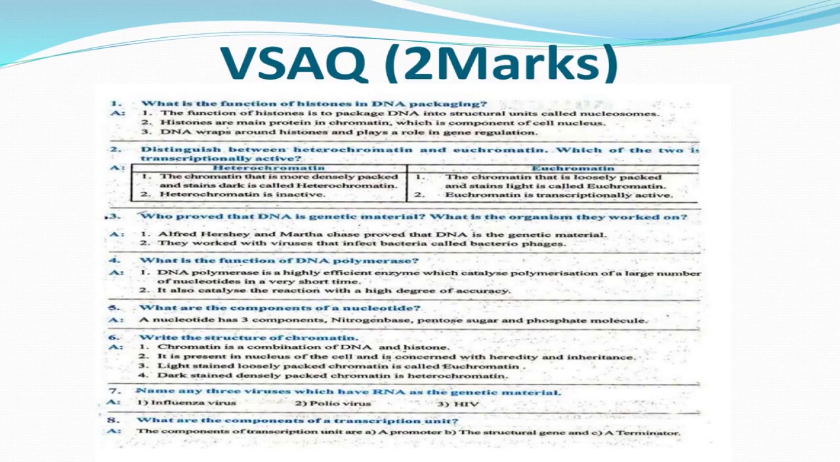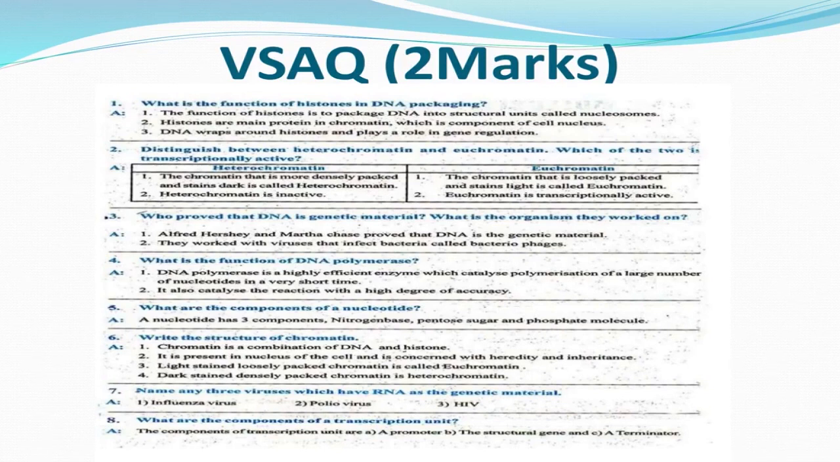And the next question is: what are the components of nucleotides? As I told previously, nucleotides have three components: nitrogen base, pentose sugar and phosphate molecule.